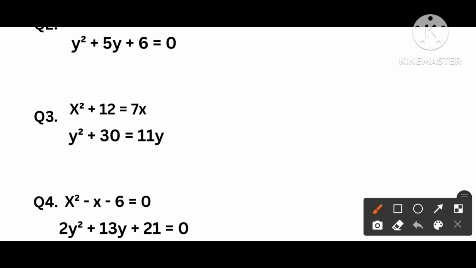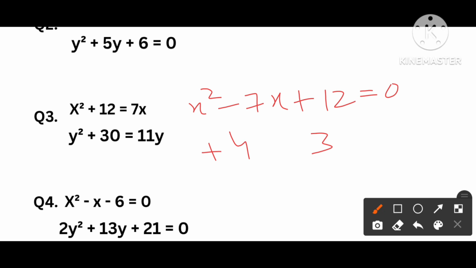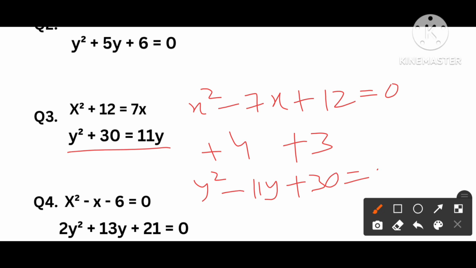x square plus 12 equals 7x means x square minus 7x plus 12 equals 0. So 3 times 4 is the roots. Minus and plus means both the roots are positive. Next one here, this is y square minus 11y plus 30 equals 0. So the roots will be 6 and 5, times which will be 30, and the sum of these two we get 11. Minus and plus means both the roots are positive.